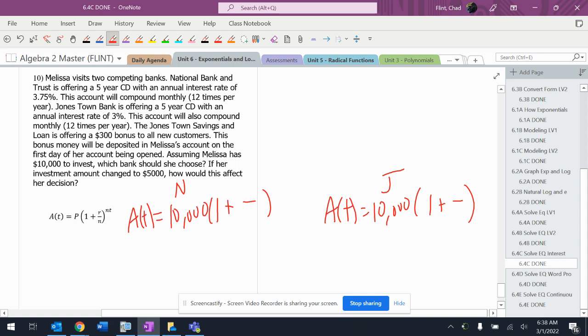All right, so in the National Bank, it's 3.75, which is 0.0375 compounded monthly. She's putting it in for 5 years. All right, so that's going to be the same on both. 12. And then she's getting only 0.03 over here, but she's getting the $300 bonus. I didn't factor that in, so she's getting $300 extra over here. All right, so there's my two different situations. So let's see which one ends up with more money.